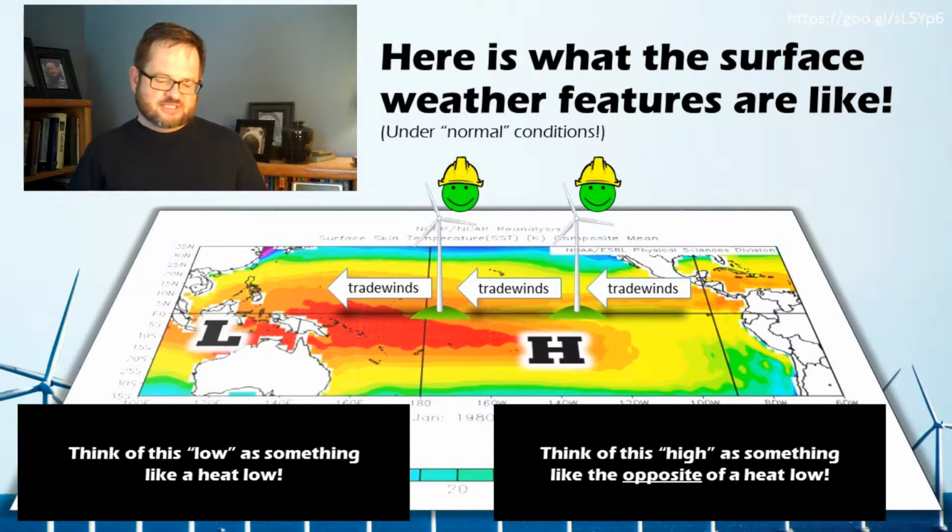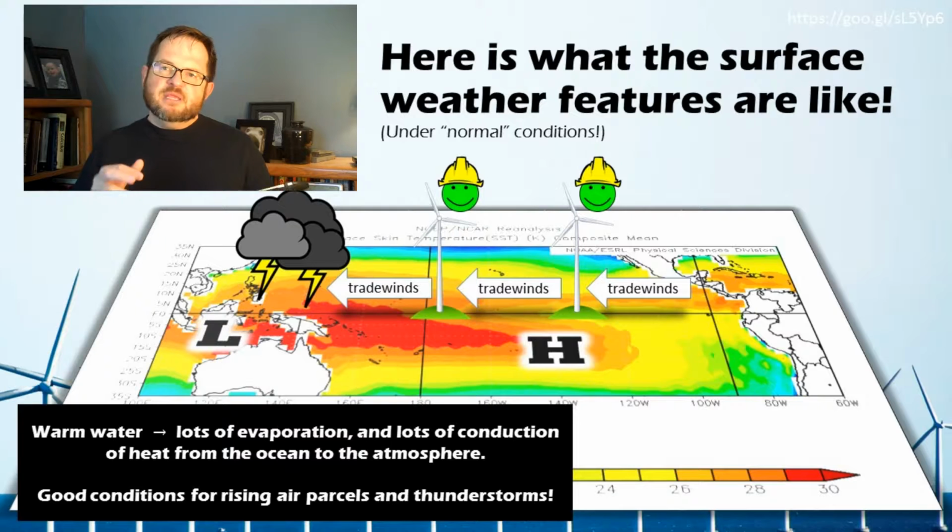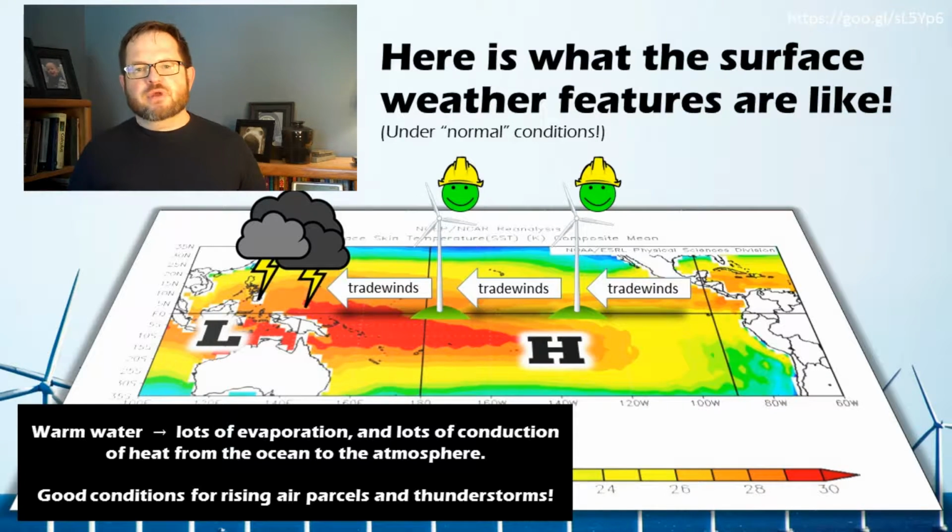And that high pressure in the central and eastern Pacific, which I have drawn a little bit farther south just to keep it out of the way of the other symbols I have there on the map. Think of that as being kind of like the opposite of a heat low. The colder water out there is creating higher pressure. And we have this lovely normal condition, and under these normal conditions, we get an enormous amount of rain in like Indonesia and northern Australia.